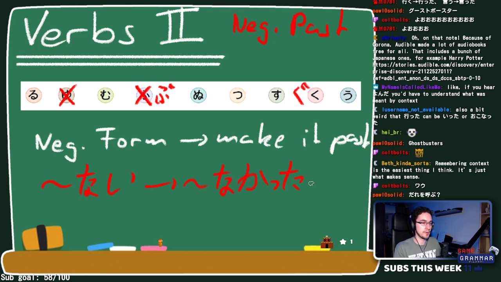What is the negative form of yobu? Yobanai. Okay, so what is the past tense of that? Yobanakatta. Easy. No other changes needed. Take anything that ends in nai and change it to nakatta and you have negative past tense. Since all basic negative forms are just something plus nai, you don't have to worry about what comes before the nai because it doesn't matter. All you conjugate now is nai into nakatta.